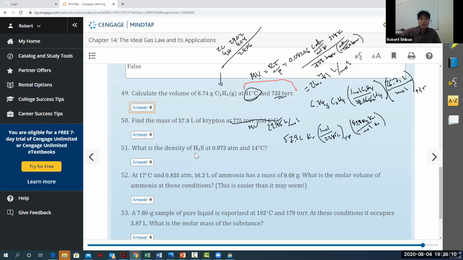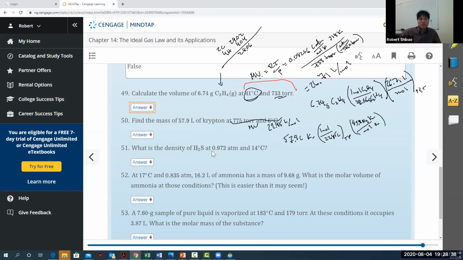What is the density of H2S? Now this one I would use the fancy equation for, because density and molar mass calculations, that's more useful. We don't need to use that equation, but it might be easier to use it. Or we could also do this using dimensional analysis as well.